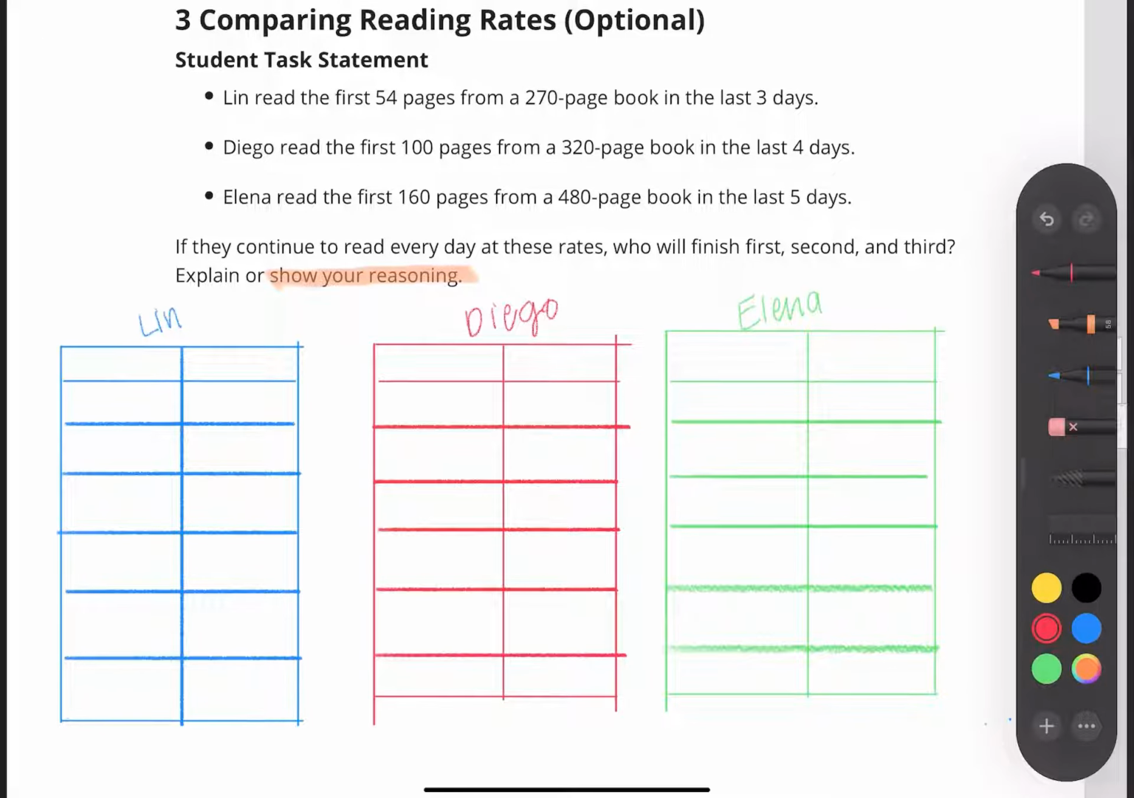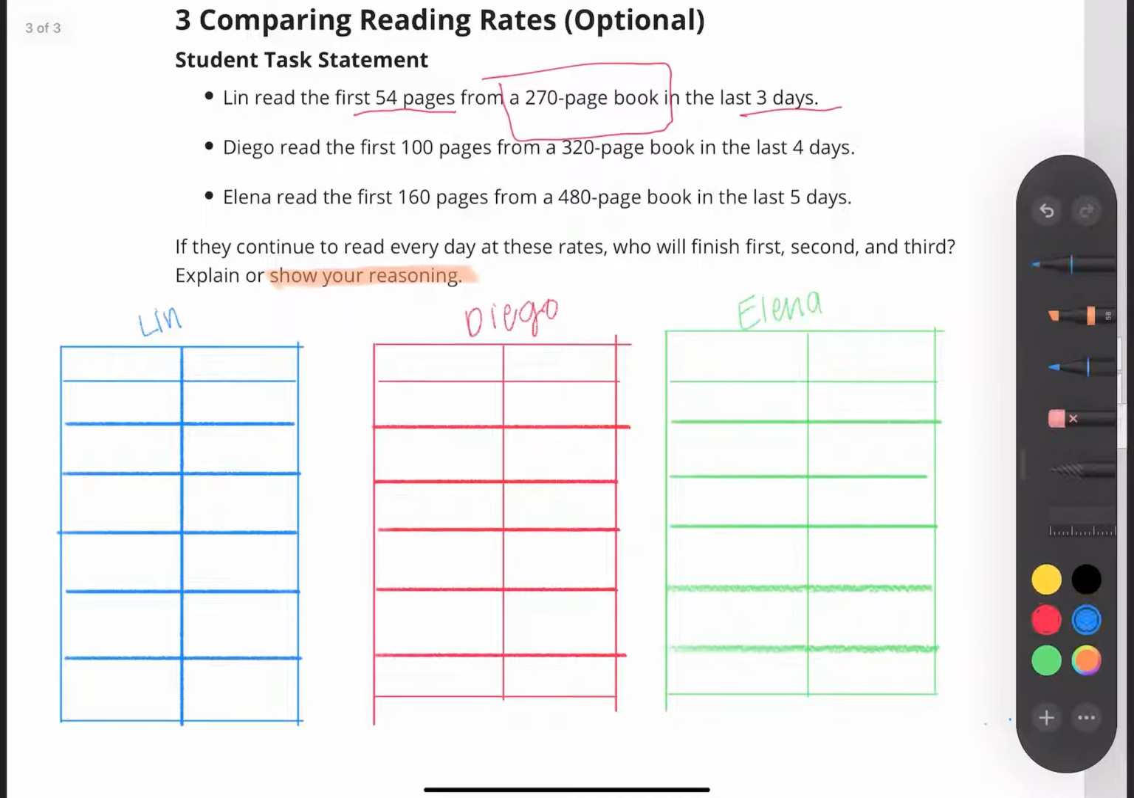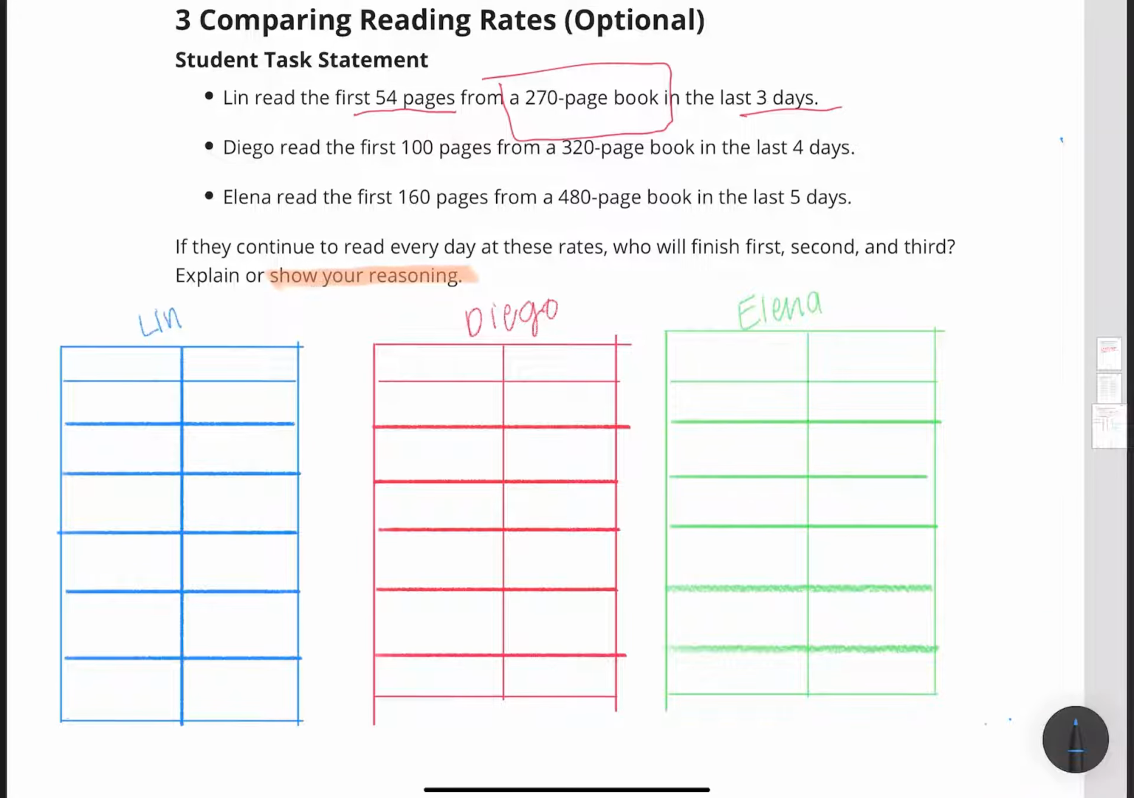I want to start with Lynn. I'm going to look at this ratio for Lynn. Lynn read 54 pages in 3 days, and this is a 270-page book. So let me switch to blue. Lynn's goal is to read 270 pages, so I'm going to let this represent the number of pages. And this side is going to represent the number of days.